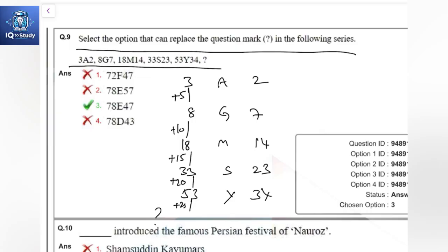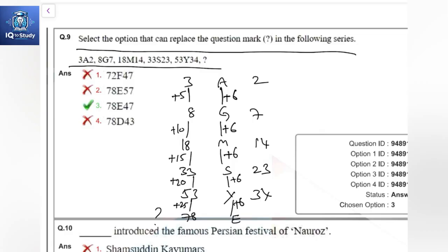So 53 plus 25 is 78. And similarly here, A plus 6 is G and G plus 6 is M and M plus 6 is S and S plus 6 is Y and Y plus 6 is E.